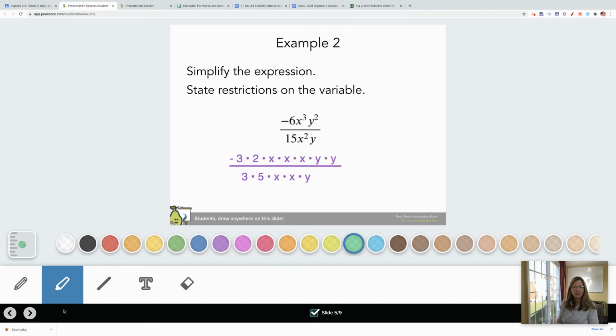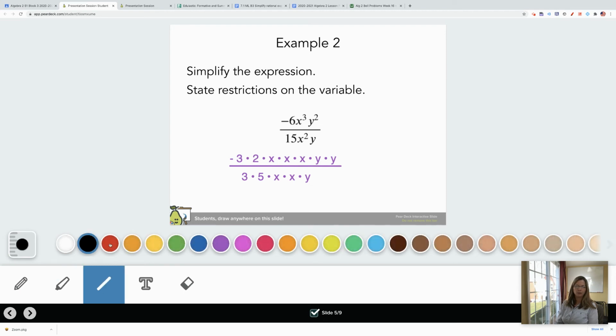And here is our example. Negative 6x cubed y squared. Now that's a monomial on the top, isn't it? Over 15x squared y, another monomial. What I've done is I've rewritten my numerator, noticing that 6 and 15 are going to have a common factor of 3. So I've just called it negative 3 times 2. X to the third power, I just expanded it. Y to the second power, I expanded that. In my denominator, I wrote 15 as 3 times 5, expanding x squared and writing down my y.